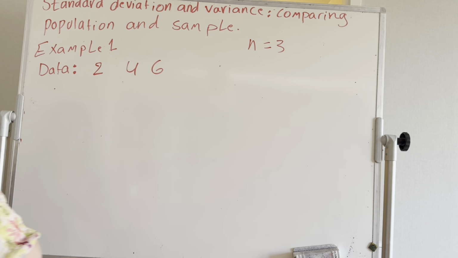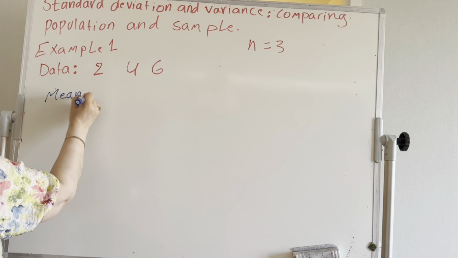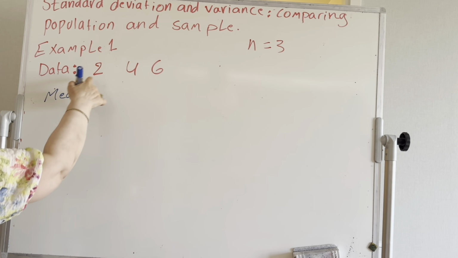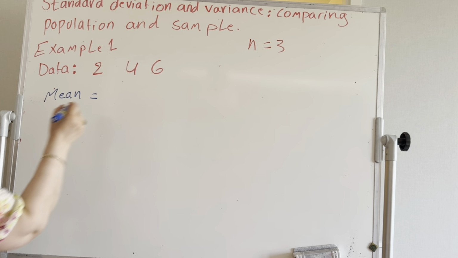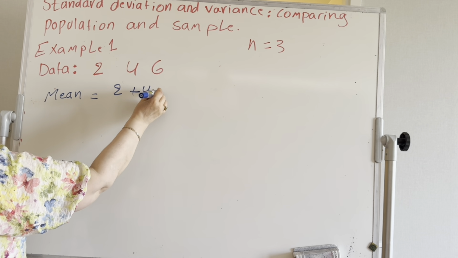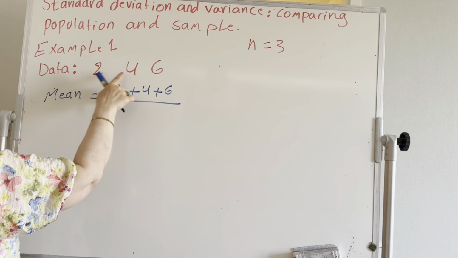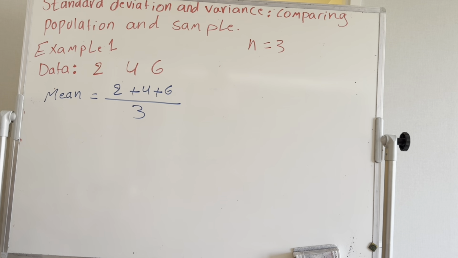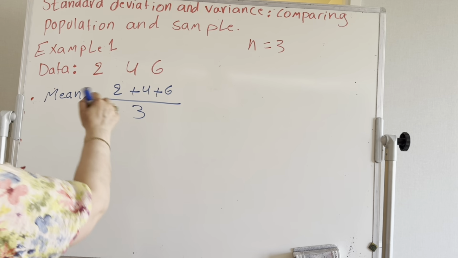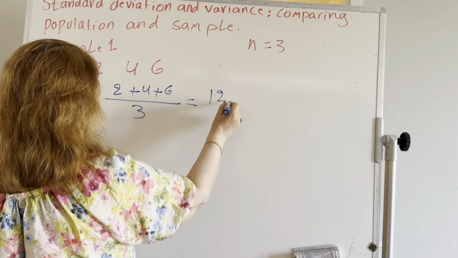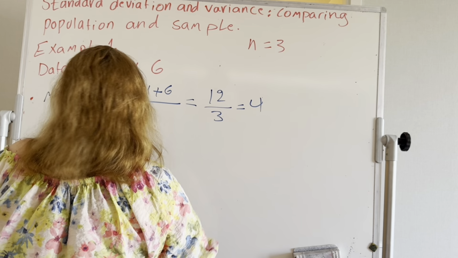The mean equals the sum of the numbers, 2 plus 4 plus 6, divided by 3. Six plus 4 is 10, plus 2 is 12, divided by 3 equals 4.